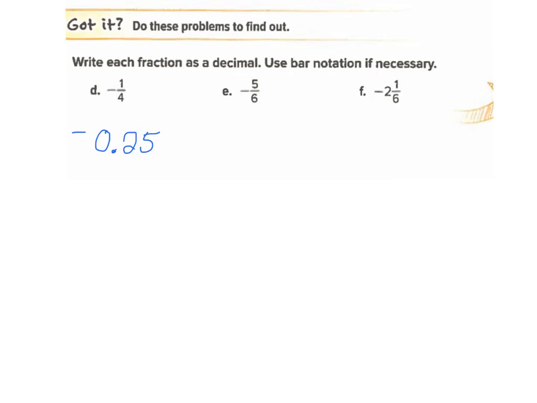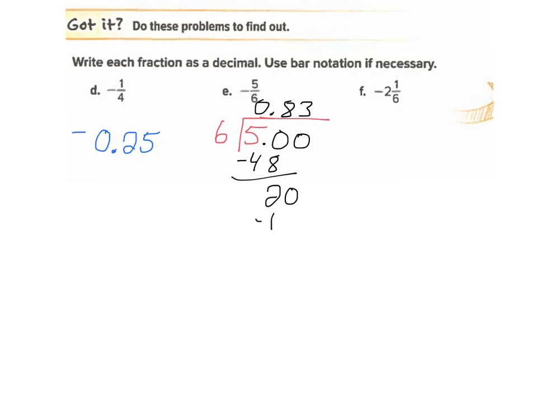Next I have negative 5/6. So I'm going to do 5 divided by 6. You can kind of already predict what's going to happen. 6 goes into 5 0 times. So I add my decimal and add on the 0. 6 goes into 50 8 times. Subtract, I get 2, add a 0 and bring it down. 6 goes into 20 3 times, which gives me 18. Subtract, I get 2, add a 0 and bring it down. 6 goes into 20 3 times again, get 18. Subtract, I get 2, add a 0, bring it down.